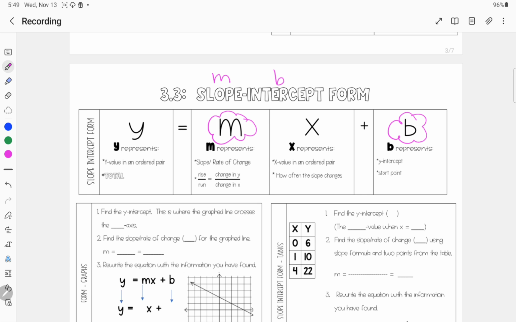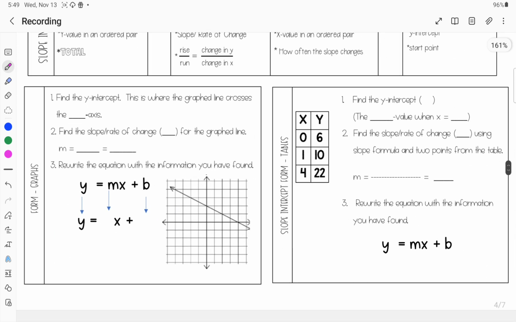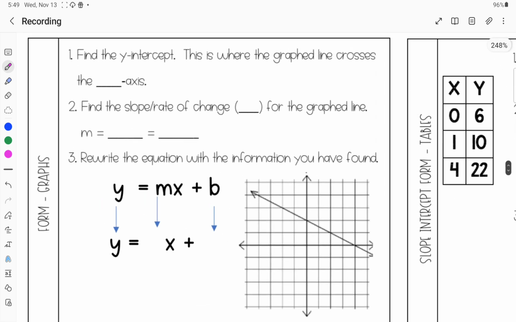So our m is our slope, our rate of change, our rise over our run, our y2 minus y1 over x2 minus x1, and our b is where our graphed line is going to intercept or cross our y-axis. So those are the two things that we're going to be replacing. We just plug them into the formula or our equation here in this form, and then we will be able to graph that line. So we're going to have two different ones. We're going to learn how to write an equation from a graph, and we're going to learn how to write an equation from points, or in this case, a table. You won't do points till next year, but this is what we're going to do.